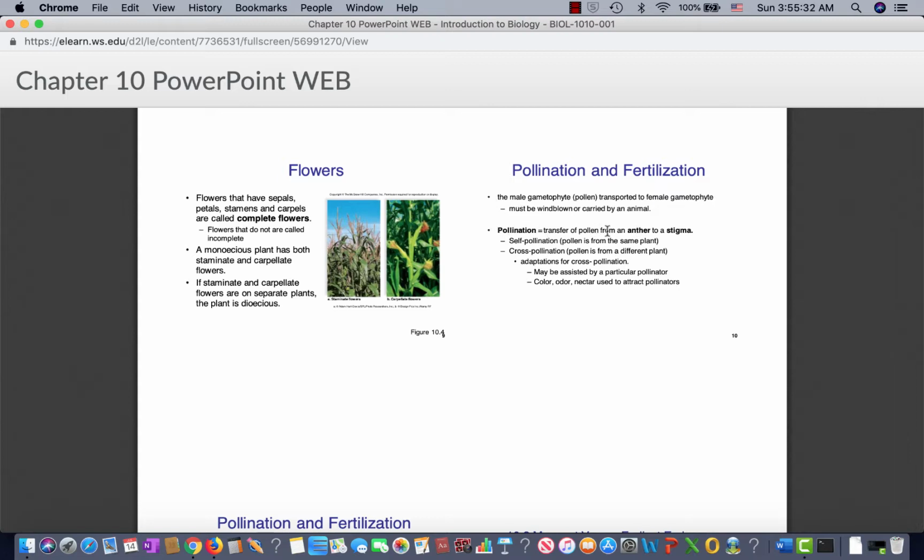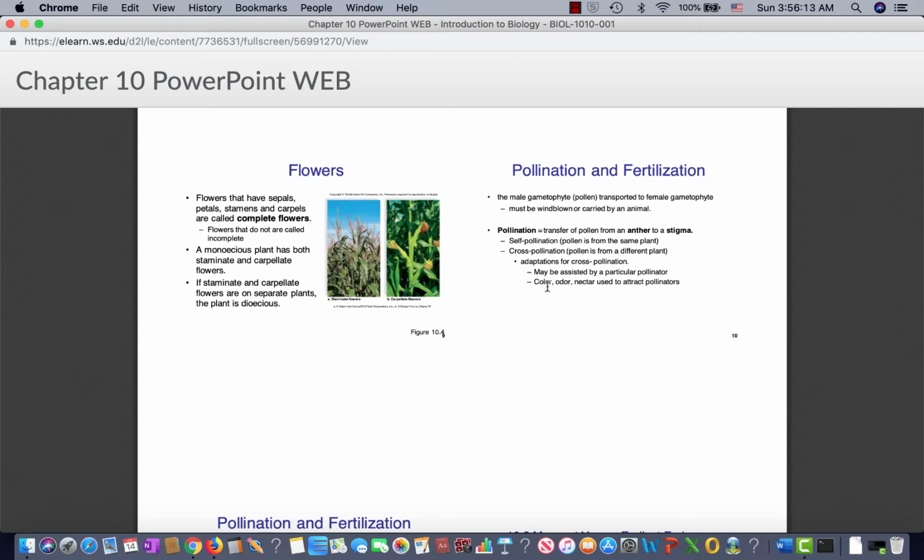Pollination is the transfer of pollen from an anther to a stigma. So self-pollination, the pollen came from the same plant, and cross-pollination, it comes from a different plant. And adaptations for cross-pollination, so maybe assisted by a particular pollinator. So there are quite a few plants that only one species of insect or a particular hummingbird or something is capable of pollinating. And that just makes sure that they cross-pollinate instead of reproducing with themselves.